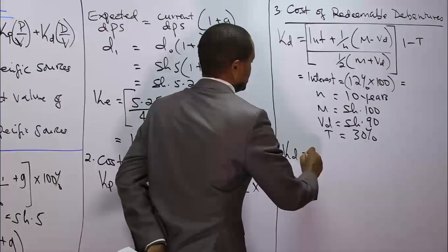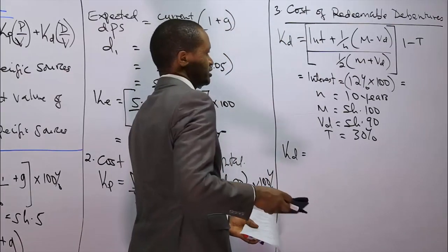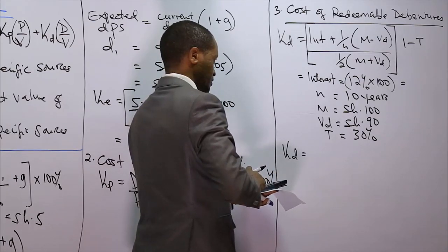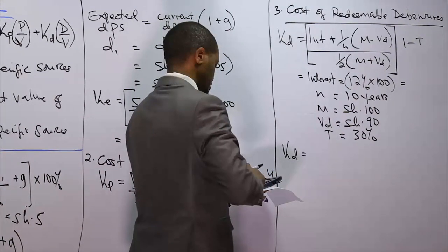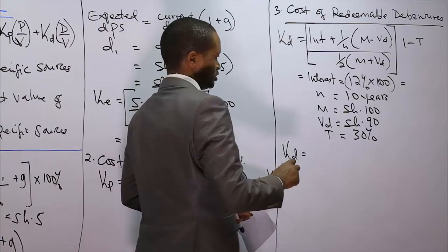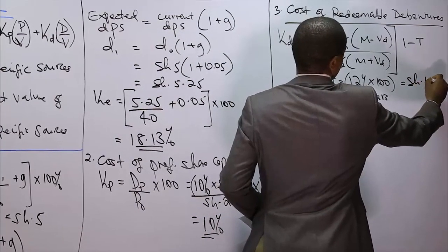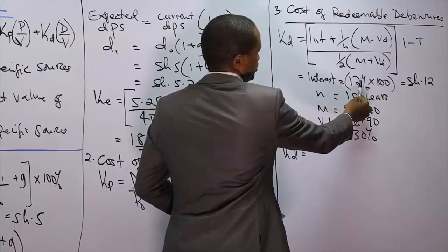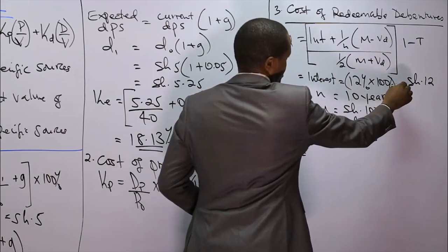KD is equal to the interest. The interest is 12% of 100 shillings. That will give us the interest. The interest is 12% times 100, and it's 12 shillings. So the interest here is 12 shillings. So you apply the 12 on the par value, which is 100 shillings.